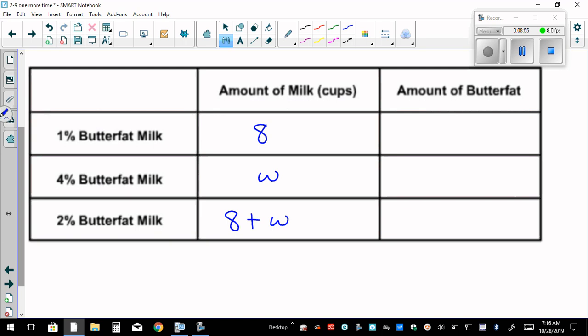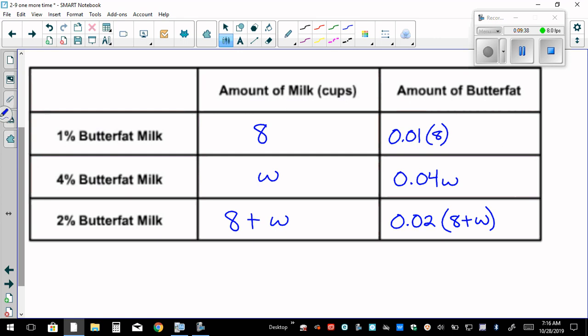Now on this right-hand column, amount of butterfat, you have to know how percentages work a little bit, okay? What is 1%? Well, 0.01 is 1%, and I'm going to multiply that times 8 cups. And then I have 4% butterfat, so I'm going to have 0.04, that's the percent, times the number of cups of 4%, W. And then here we need a 2% butterfat milk, so 0.02 times 8 plus W. That's going to give us our mixture.